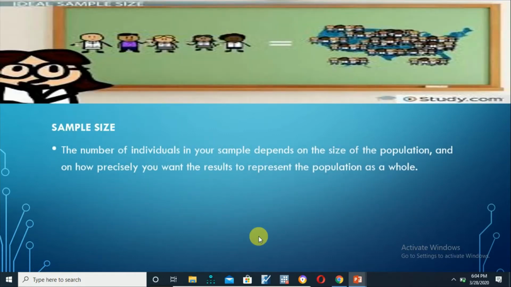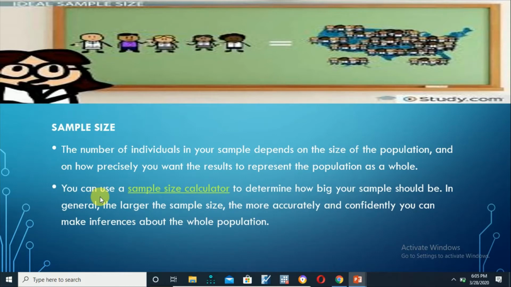Sample size. The number of individuals in your sample depends on the size of the population and on how precisely you want the results to represent the population as a whole. You can use a sample size calculator to determine how big your sample should be. In general, the larger the sample size, the more accurately and confidently you can make inferences about the whole population.